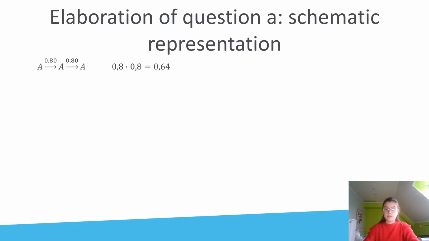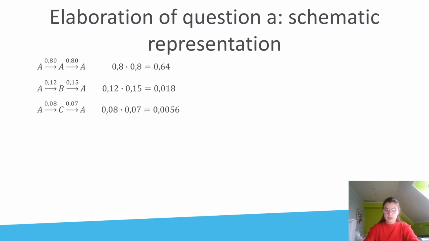I'll show you a schematic representation. The first possibility gave us 0.64. The second possibility was 0.018. And the third possibility was 0.0056. We need to make the sum of this. This equals 66.36%.